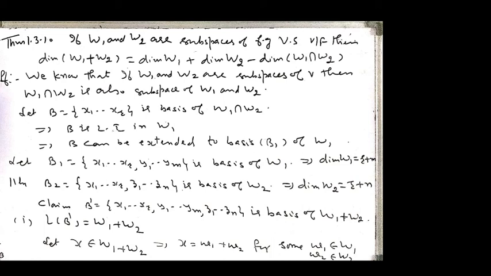Now claim: B dash equal to x1, x2 up to xr, comma, y1, y2 up to ym, comma, z1, z2 up to zn is a basis of W1 plus W2. For proving basis, we have to prove two conditions. First, the linear span of B dash is equal to W1 plus W2. For this, let x belong to capital W1 plus W2. It means x can be written as small w1 plus small w2 for some small w1 belonging to capital W1 and small w2 belonging to capital W2.